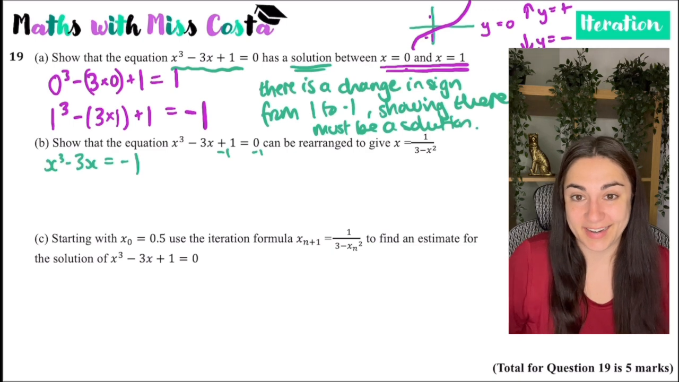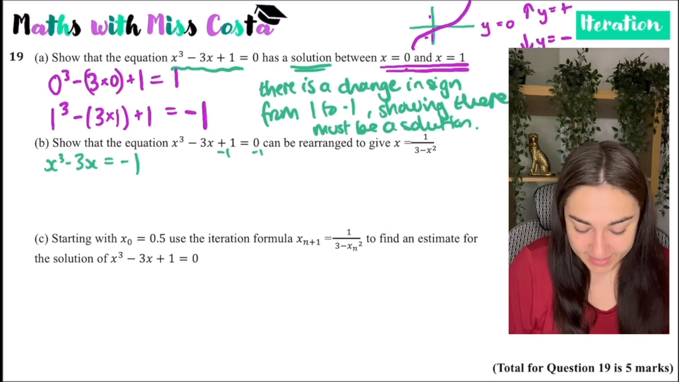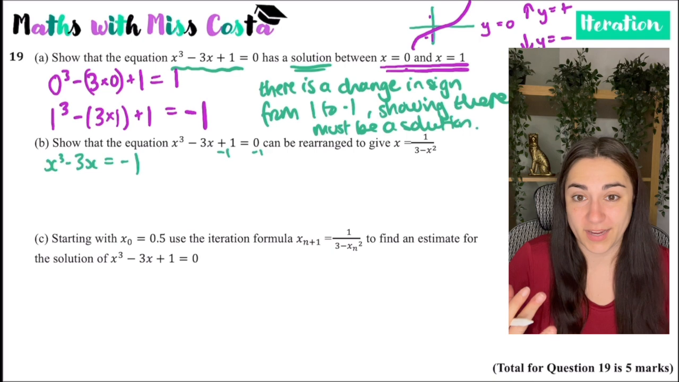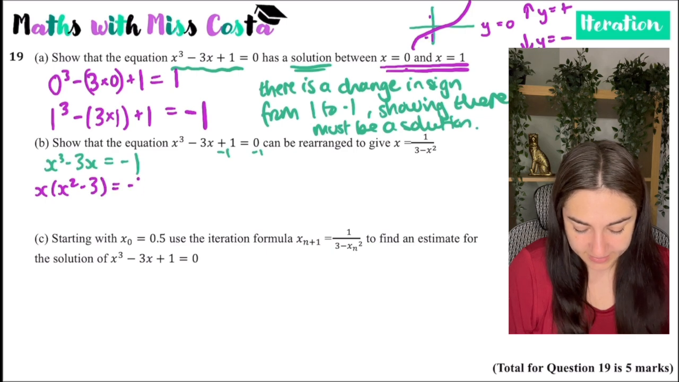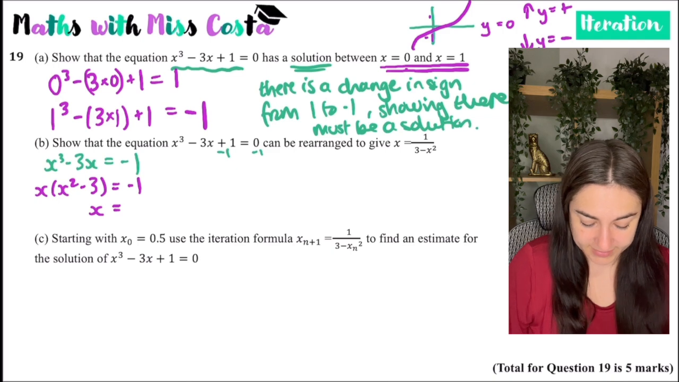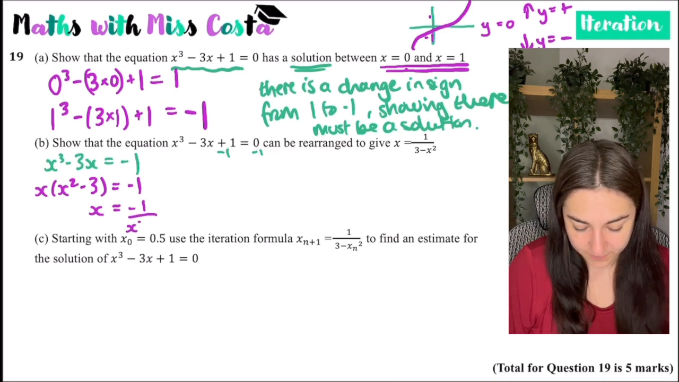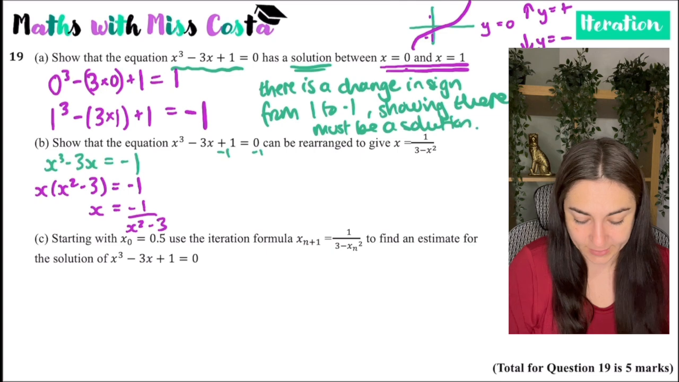Don't panic if you see a negative, because there's a trick we can use at the very end. Then I know that they want to have an x squared, so I'm going to need to factorize that to get x out. So x squared minus 3 is going to be equal to minus 1. If I divide both sides by x squared minus 3, I'm left with minus 1 over x squared minus 3.